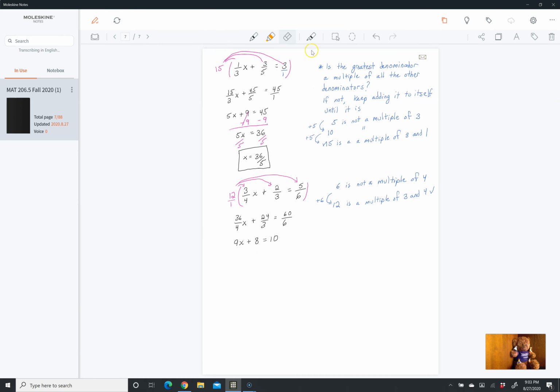And then we just subtract 8 from both sides. That 8 goes away. And we wind up with 9x is equal to 2. And we just have to divide both sides by 9. And this is how we deal with linear equations that have fractions.